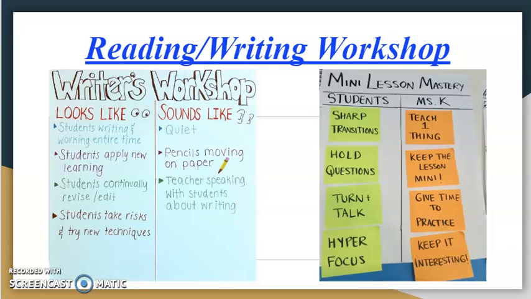Embedded within the reading and writing workshops lie many lessons conducted by Mrs. Miller herself. She teaches a variety of concepts revolving around writing procedures, concepts, strategies, and even skills.